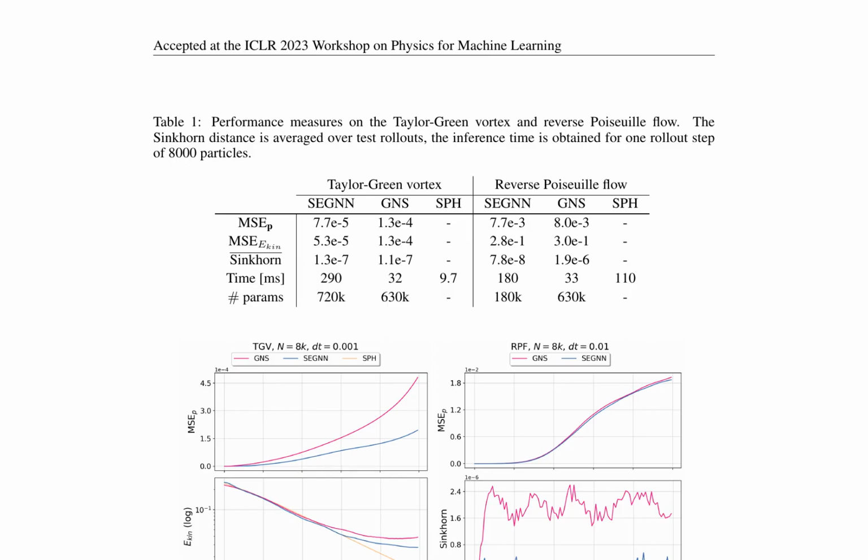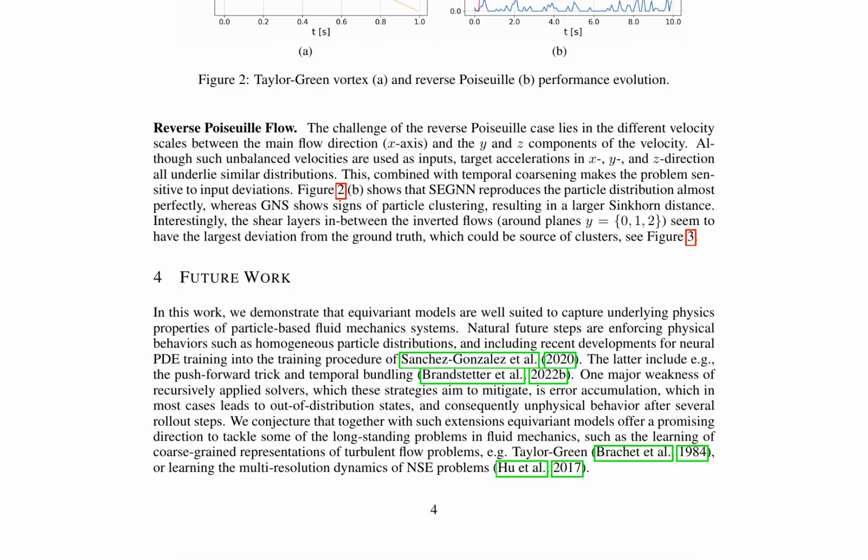It presents a comparative analysis between the SEGNN and GNS models, with SEGNN demonstrating superior performance in terms of mean squared error, MSE, for pressure and kinetic energy, Sinkhorn distance, and inference time. The SEGNN model shows better reproduction of particle distribution and smaller deviation from the ground truth, particularly in the Taylor-Green vortex and reverse Poiseuille flow problems.